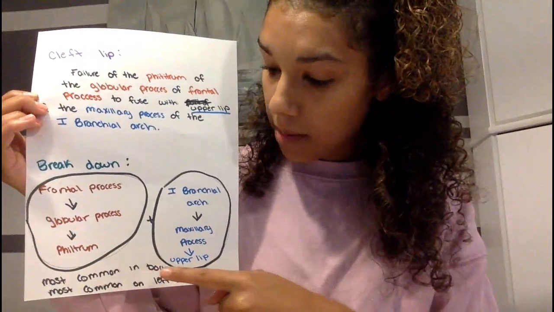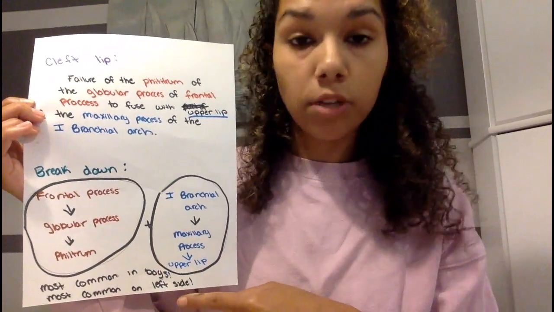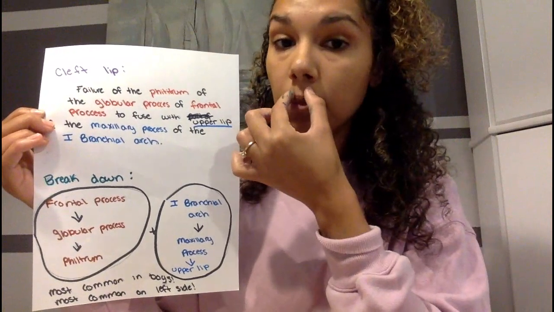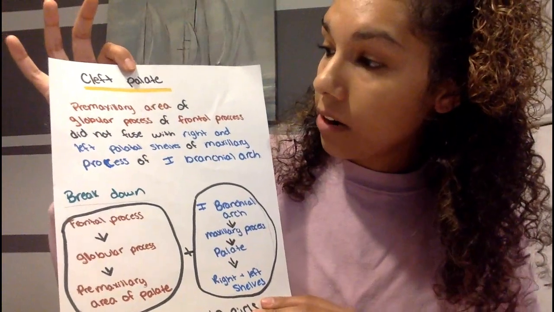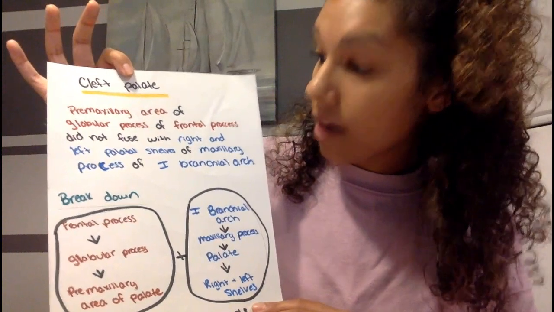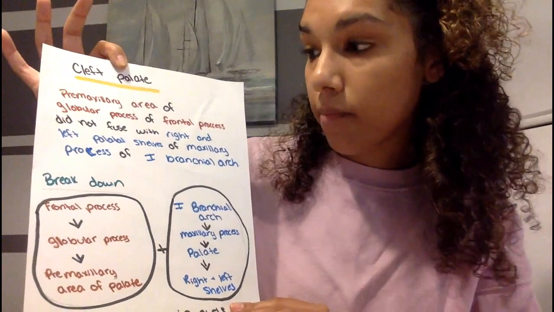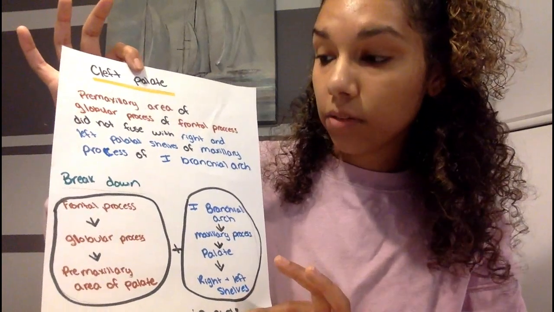It's most common in boys, and it is most common on the left side. So as it comes, if we can get this part fusing, the philtrum, and let's go to the left side of the maxillary process, it wouldn't fuse. So that's cleft lip. Cleft palate, I'll read it exactly. Premaxillary area of globular process of frontal process did not fuse with right and left palatal shelves of maxillary process of the first branchial arch.